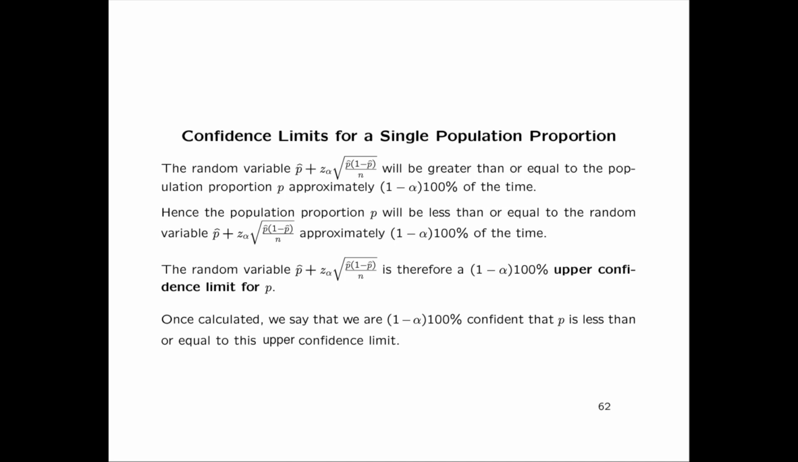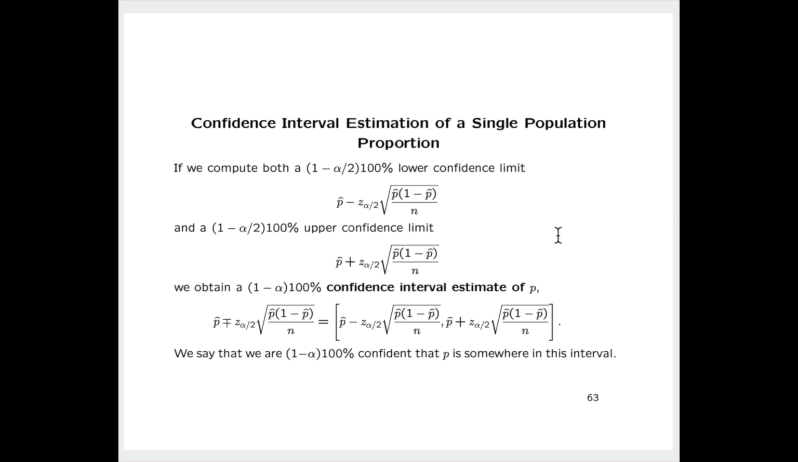Again, what it really means when we say that we have this level of confidence is that we are using a procedure that has a probability of 1 minus alpha of obtaining a sample for which this random variable is greater than or equal to p. That is how we think about this. And then we can construct a two-sided confidence interval for p as well, and here is the formula for that.